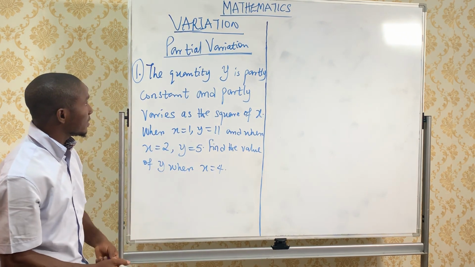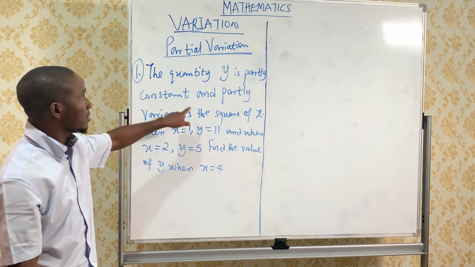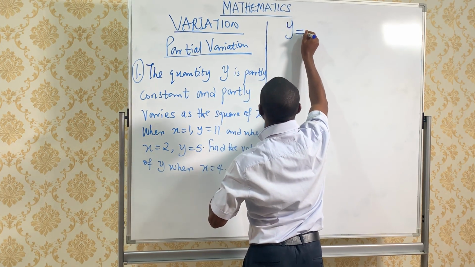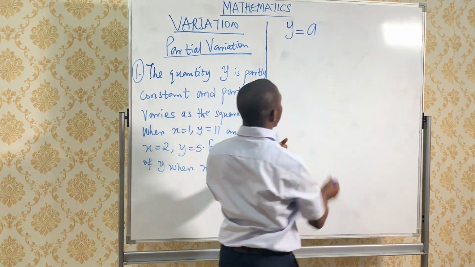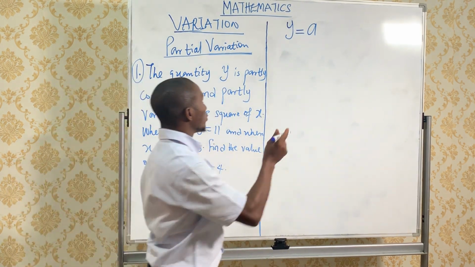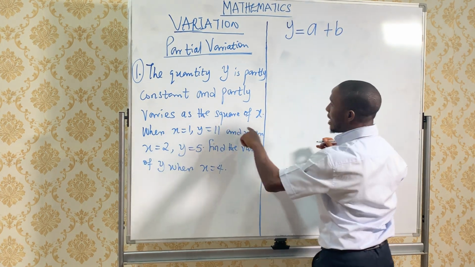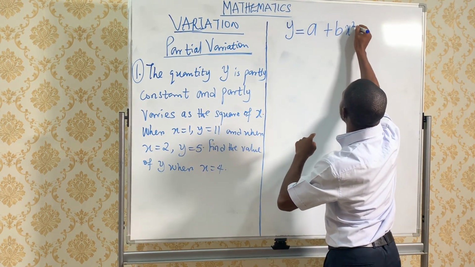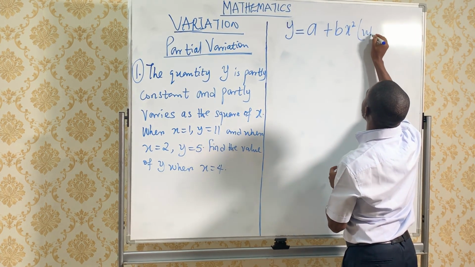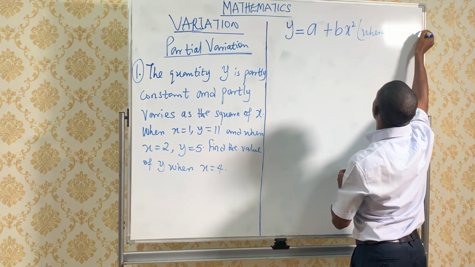Now, the question goes thus. The quantity y is partly constant, that's just an ordinary constant, and partly varies as the square of x. Where a and b are constants.